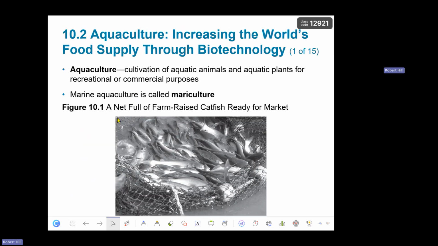Let's start with aquaculture. All right, so aquaculture is basically the controlled cultivation of aquatic organisms. These are things like fish, shellfish, including aquatic plants, and using all this stuff for food, recreation, or selling it commercially. So when practiced in marine environments, it's called mariculture. And you can see here in this figure, aquaculture can involve some really large scale operations. This is a net full of farm raised catfish ready for market.